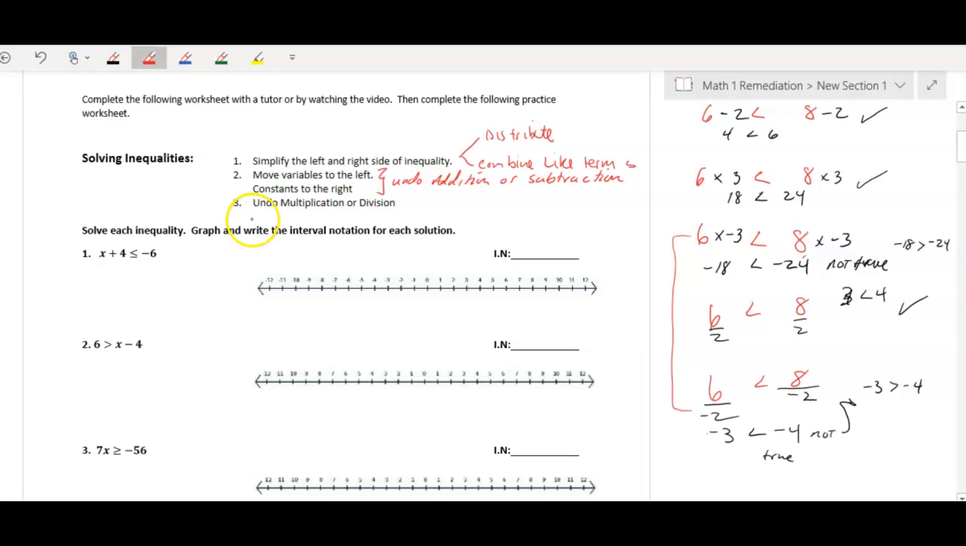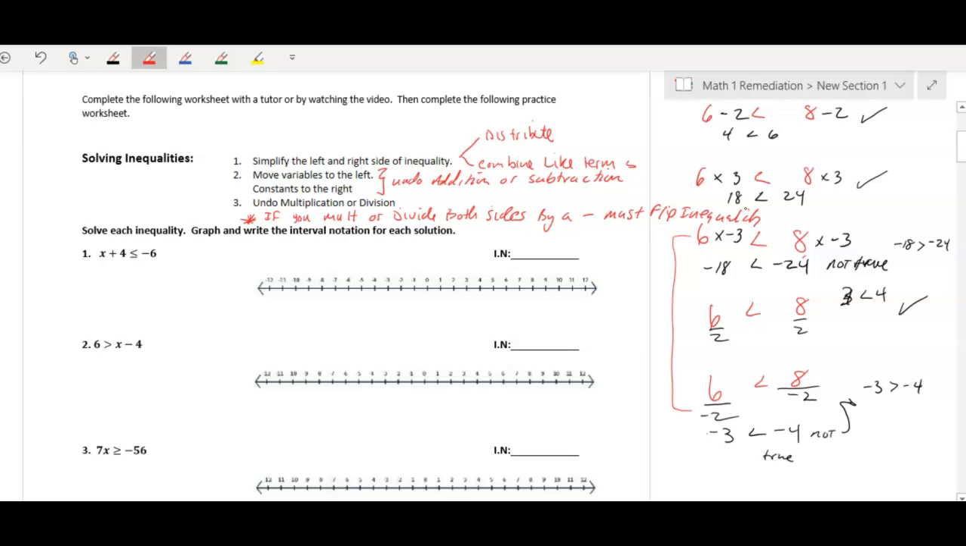But there's one little note we're going to have to add here. If you multiply or divide both sides by a negative, you must flip the inequality sign. Sorry to go into ugly territory there.